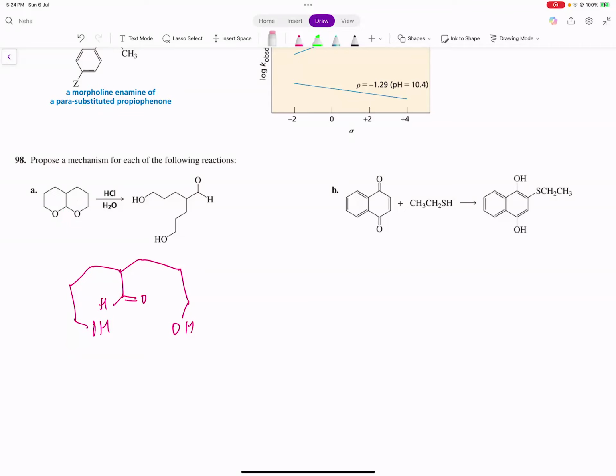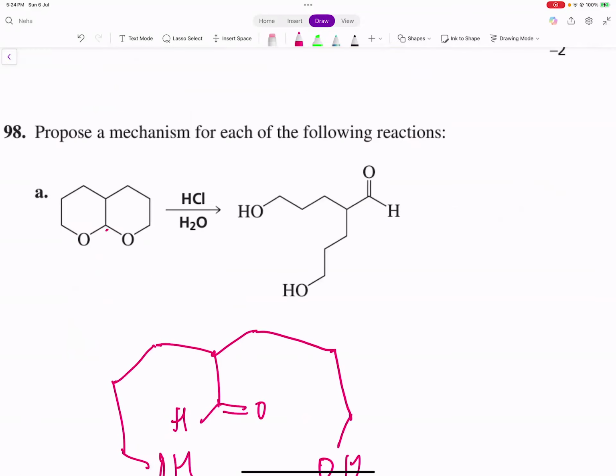Always number the carbons, you have to find the structure. That is why I said this was carbon one. This is 1, 2, and then 3, 4, 5. Same structure, and then 6, 7, 8. Got it? Yeah, I got it.